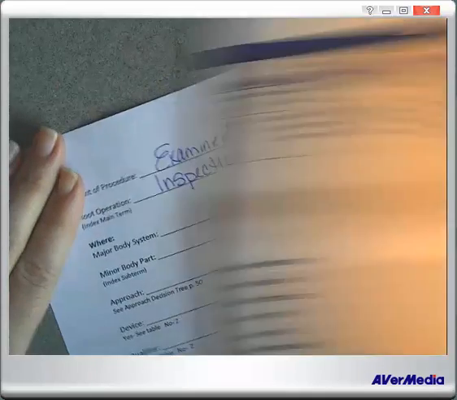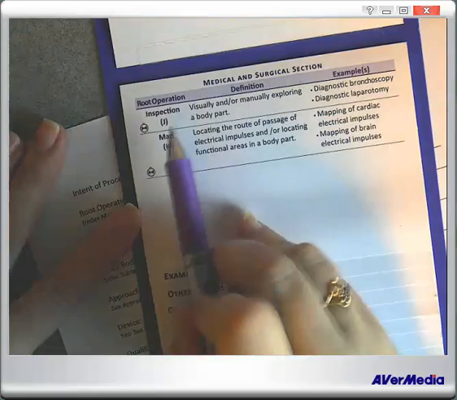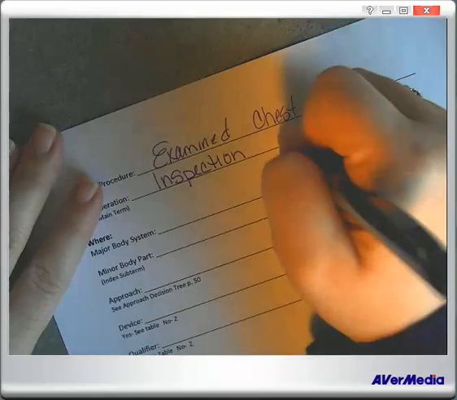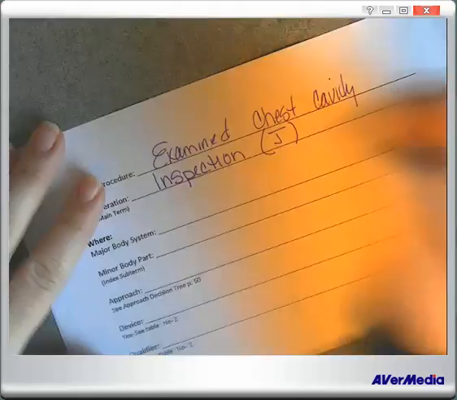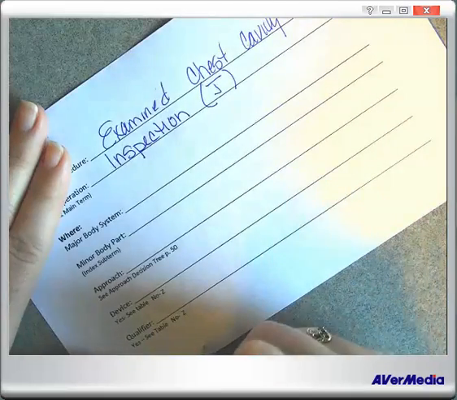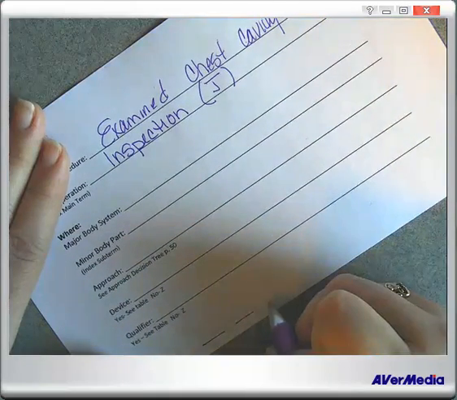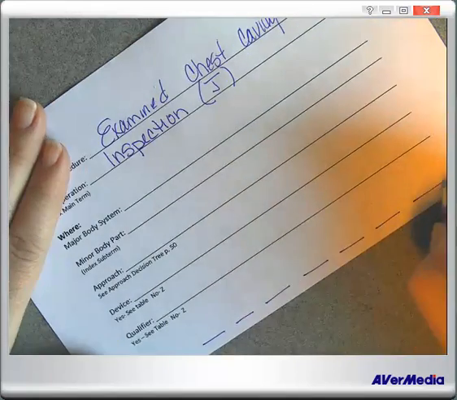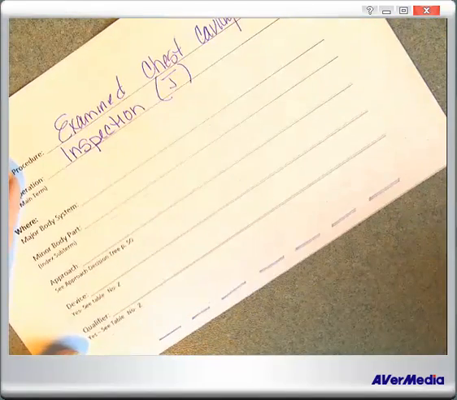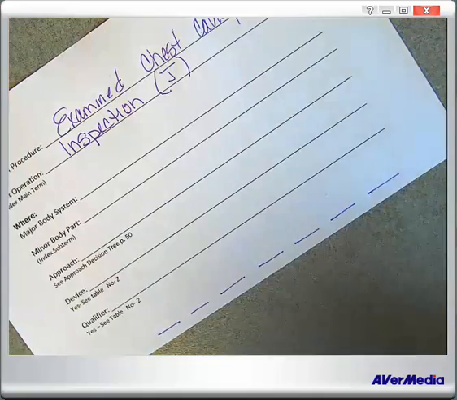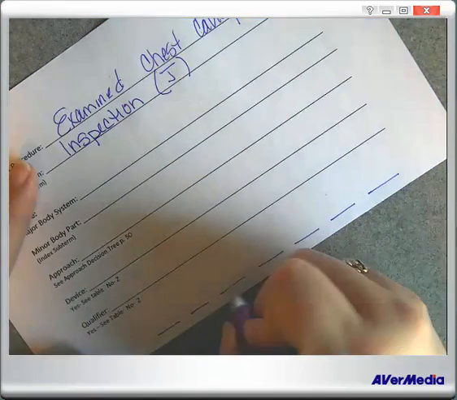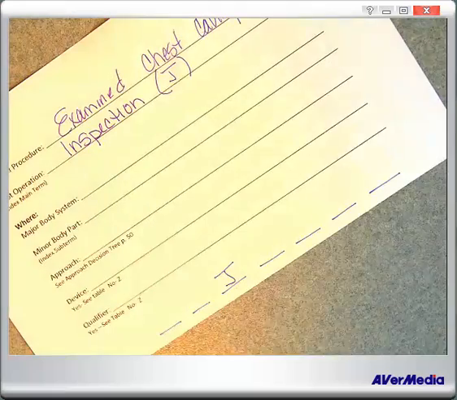And we know that that particular character value is J. So we have 1, 2, 3, 4, 5, 6, 7 characters. Okay? So we have inspection is our root operation, which is our third character, J.